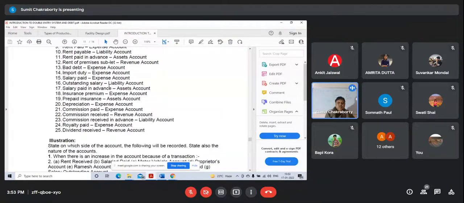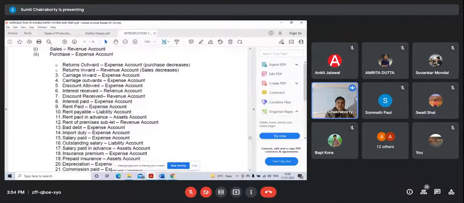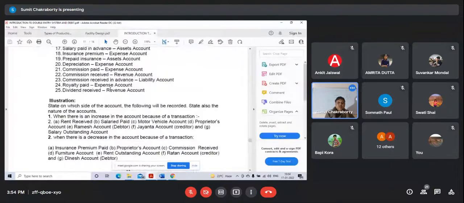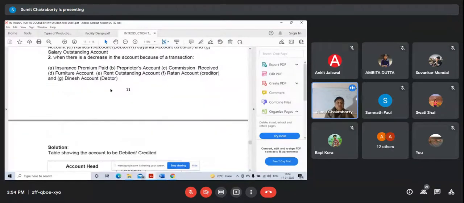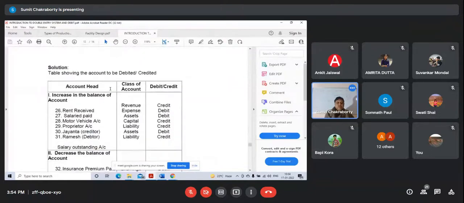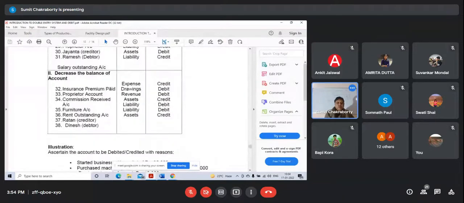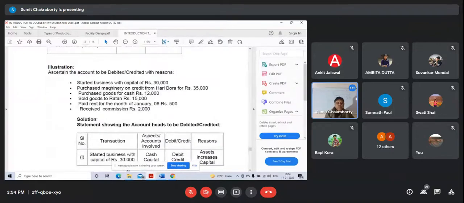So lots of account names have been given here. You will study at home, and that's how you learn. Now, let us go to a real life example. Real life means kind of assumed real life.